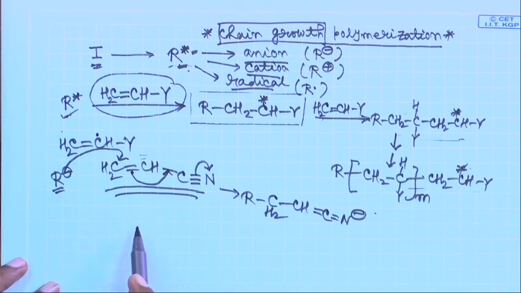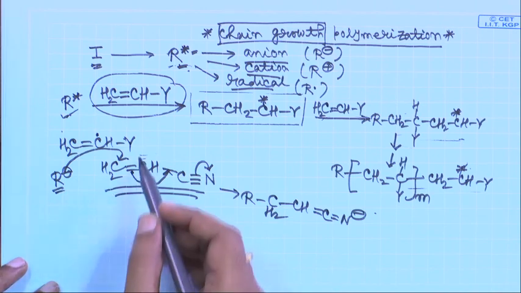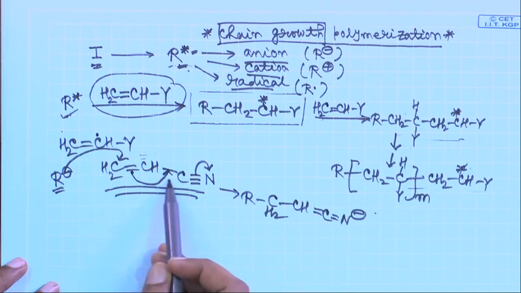Will they undergo cationic polymerization? Answer is no, because a positive charge here cannot be stabilized by electron withdrawal.